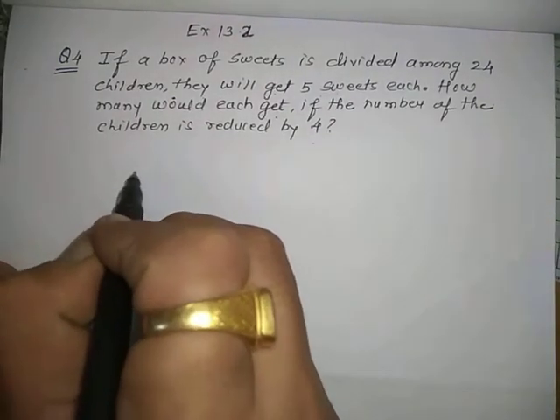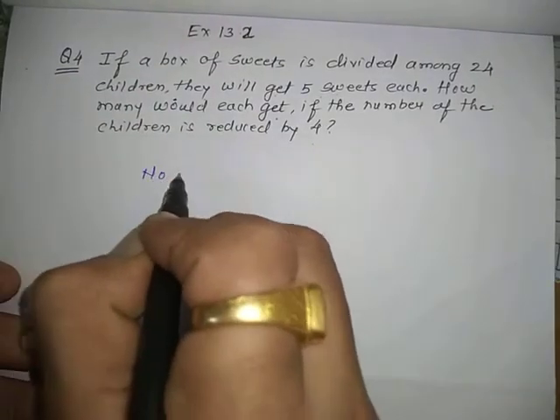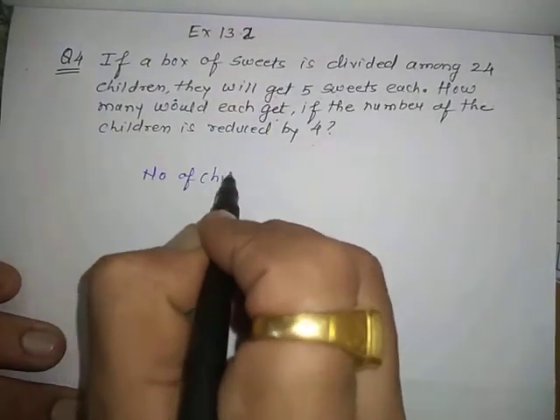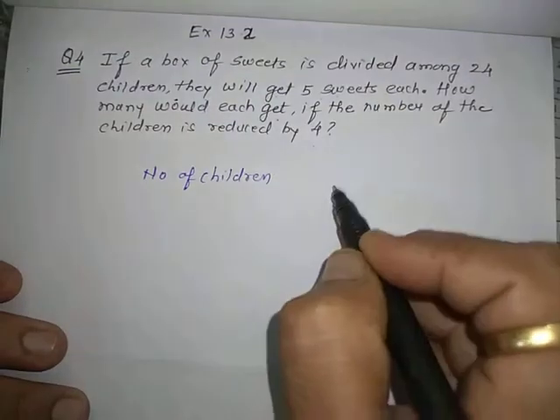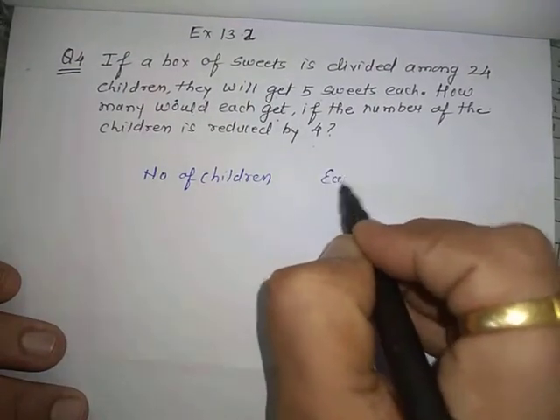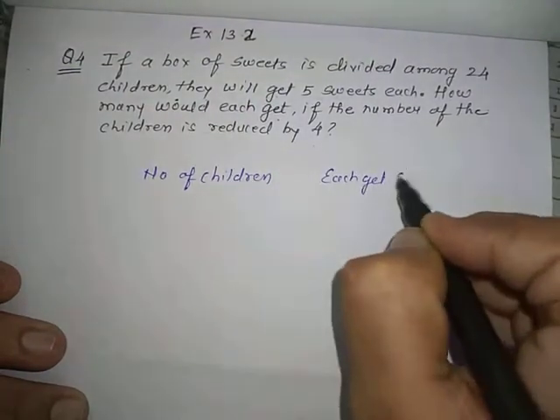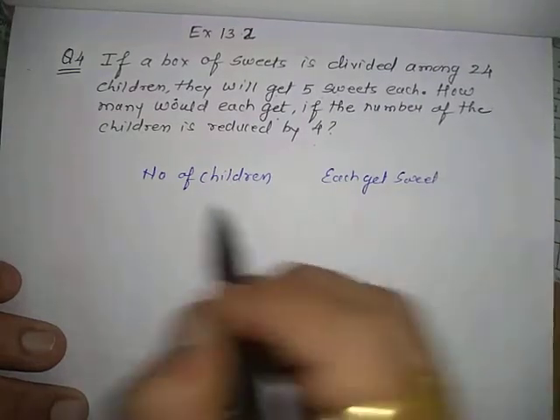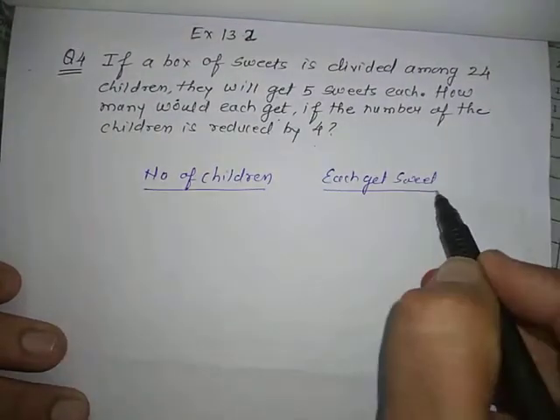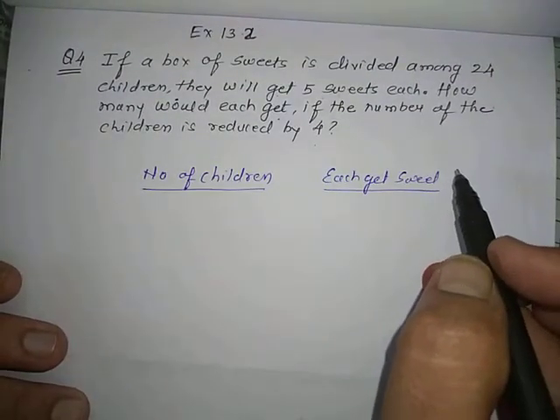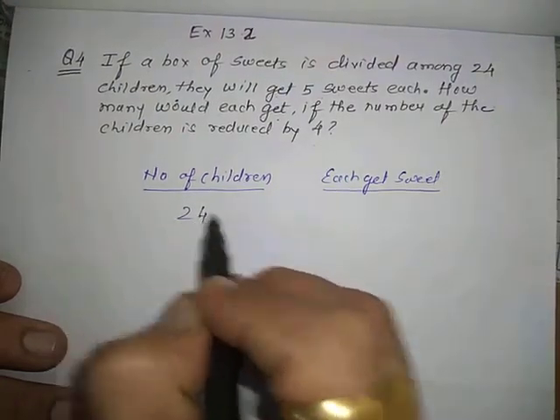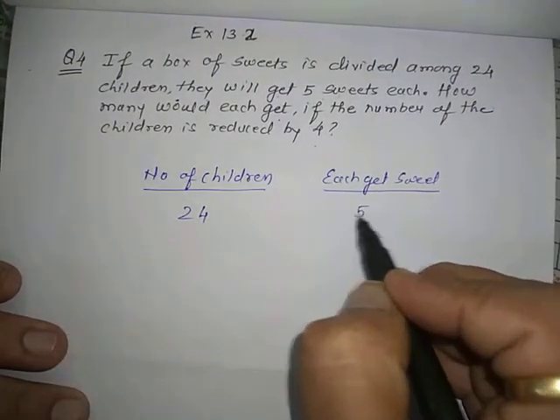So number of children and each gets sweets, we want to compare. So 24 children each will get 5 sweets.